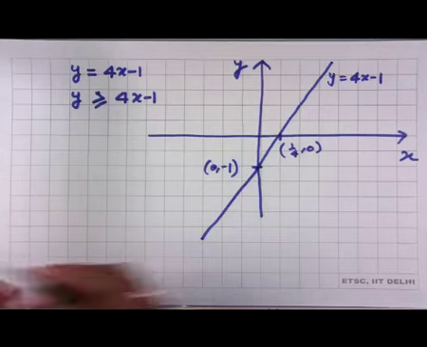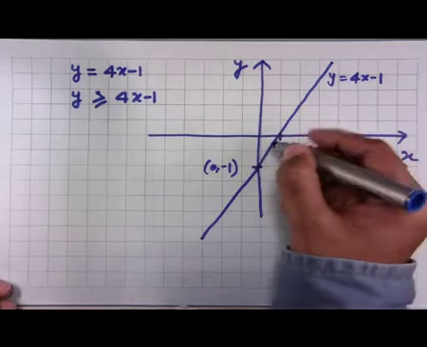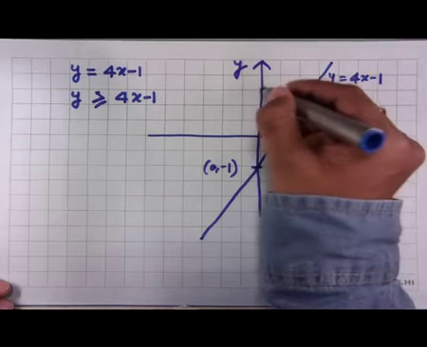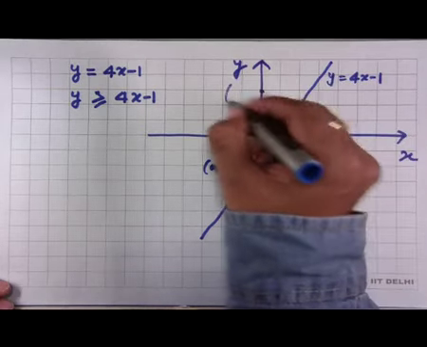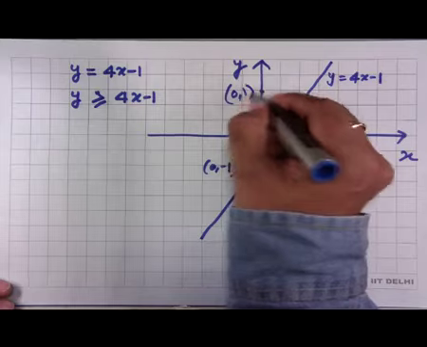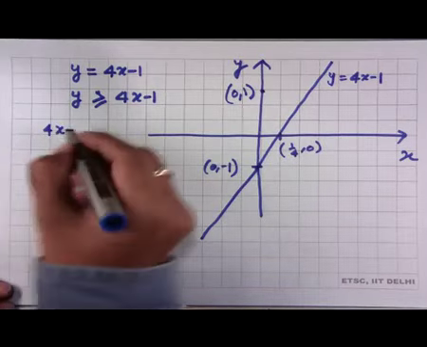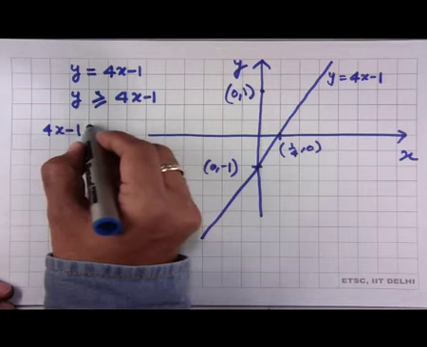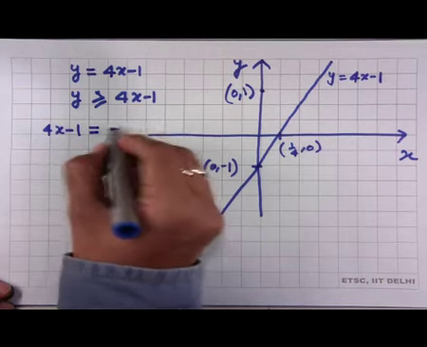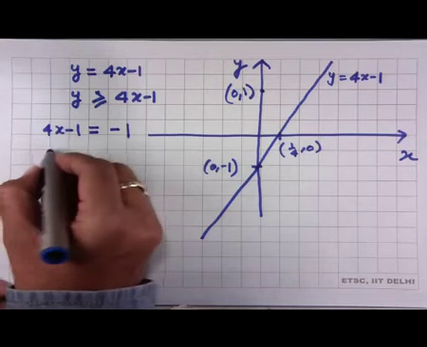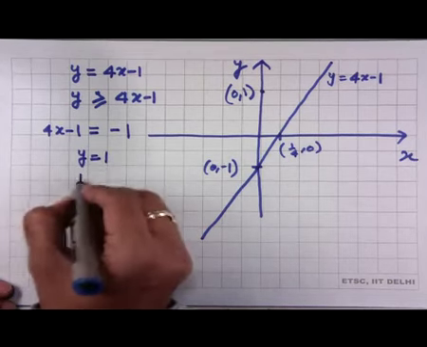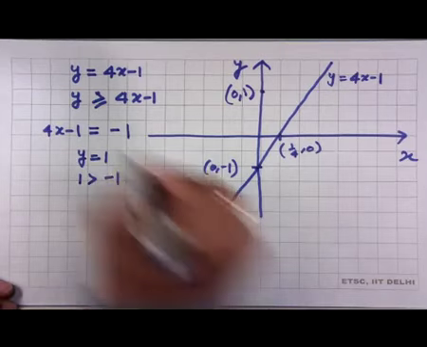Now, if you take any point above the x axis, say on the y axis, this is 0 comma 1. So, 4x minus 1 will be minus 1 and y is 1. So, 1 is greater than minus 1. So, the inequality is true.